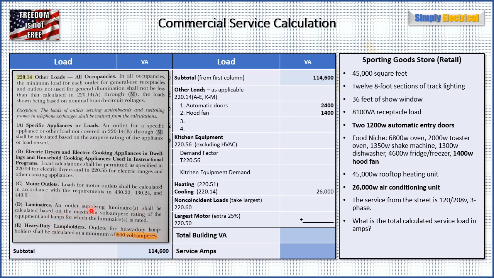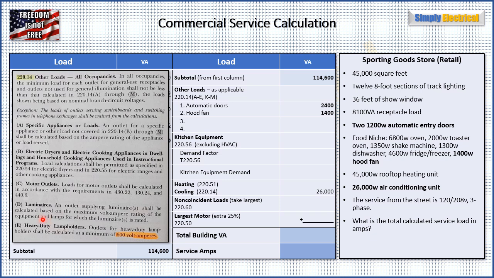Now remember, we already got our general lighting taken care of. So this is not talking about you got to go through and count up all your fixtures now. No, that's already been done. This is for luminaires that are above and beyond the general lighting, like maybe some task lighting or specialty lighting or something like that. That's what this would be referring to. Something that's outside of the general illumination. I just wanted to make that clear before we move on.